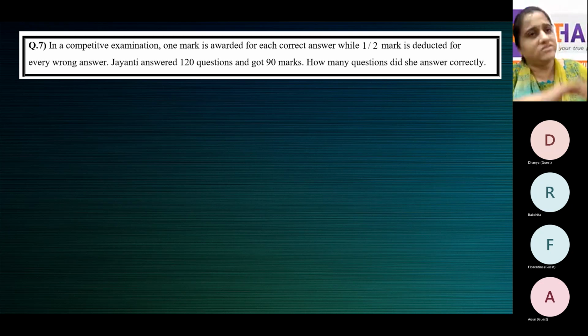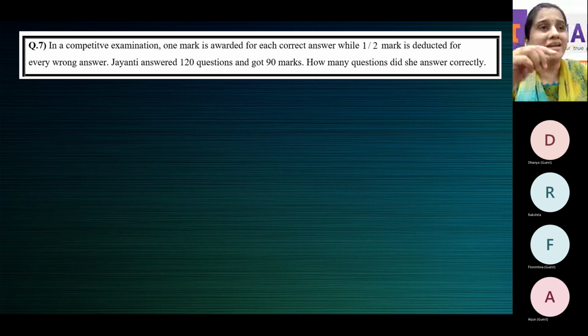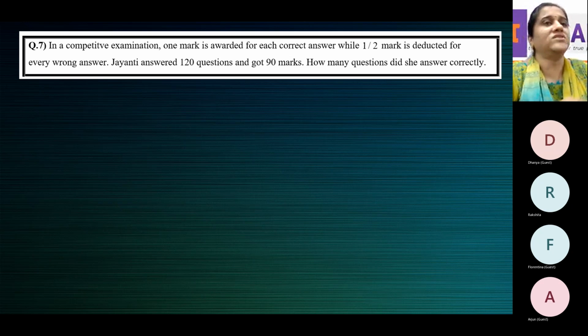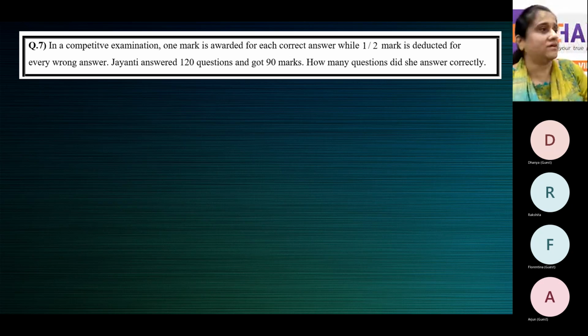90 marks. So first, let's understand what's given. This is 1 mark for every correct answer, minus half for every incorrect answer. Then, how many questions? 120 questions. What does Jayanti score? 90 marks. Okay, so supposing I say Jayanti answers x questions correctly and y questions incorrectly. How many questions in all? x plus y. x plus y is equal to 120. That's what you'll have to assume.